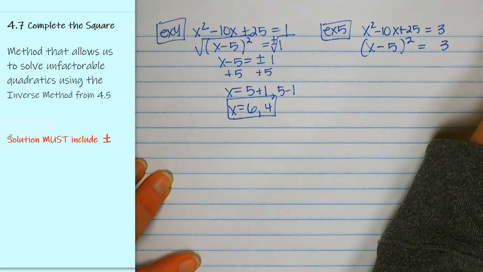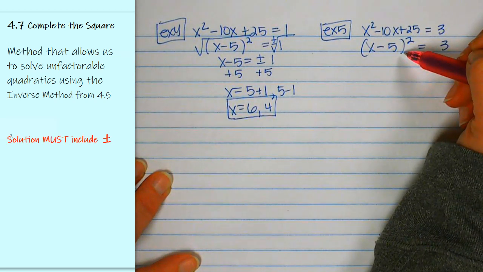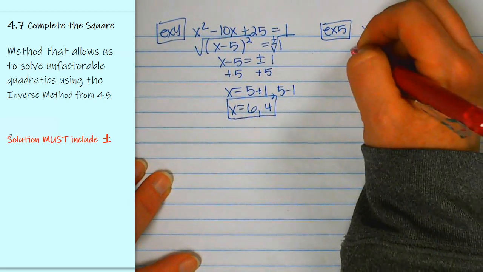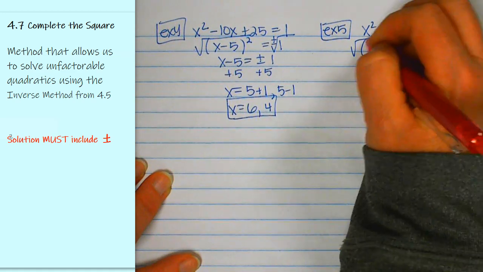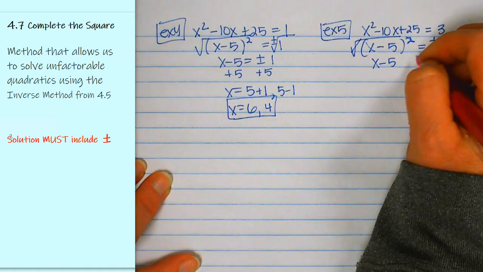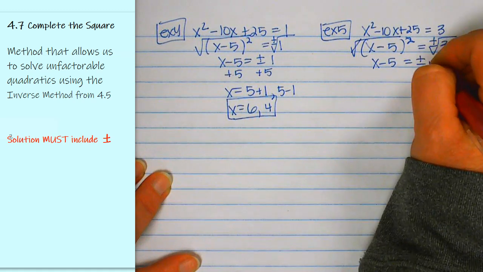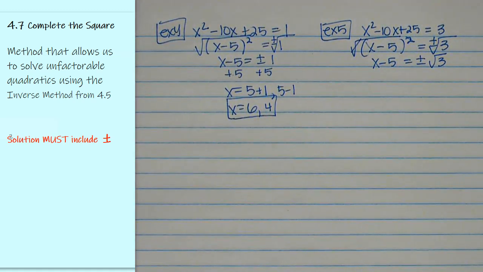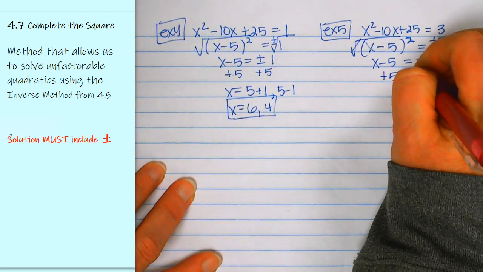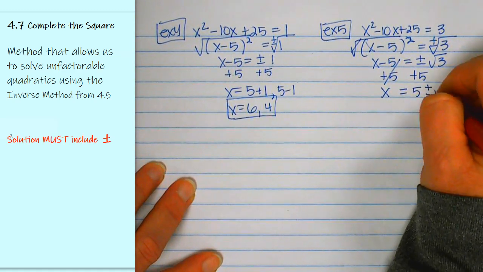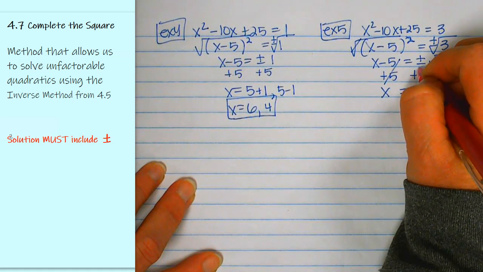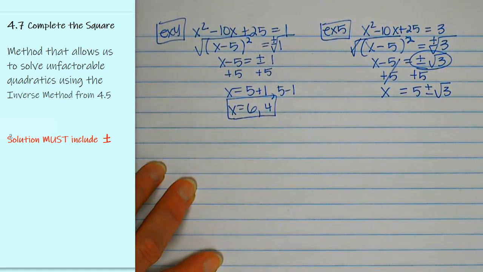So I haven't done anything. I've just rewritten this in another form so that I can use the inverse, square root of both sides, plus or minus. Square and square root cancel. X minus 5 equals plus or minus the square root of 3. The square root of 3 does not simplify, so it's going to stay inside the square root house. I'm going to add 5 to both sides. X equals 5 plus or minus the square root of 3. It's really important that the plus or minus stay with the square root of 3.